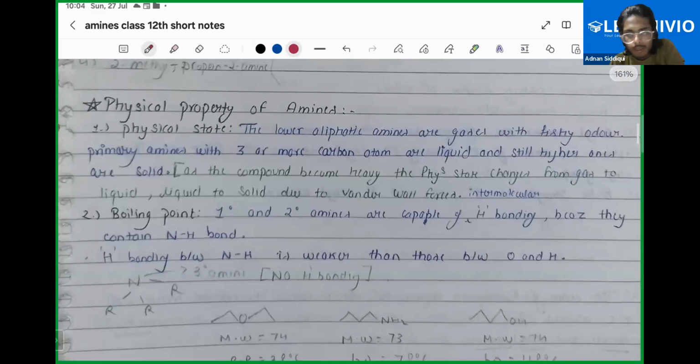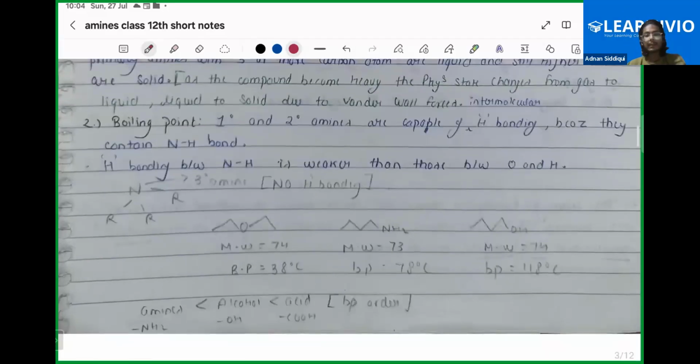As the compound becomes heavy, the physical state changes from gas to liquid, liquid to solid due to van der Waals forces of attraction. The second one is very important, the boiling point. So 1 degree and 2 degree amines are capable of hydrogen bonding because they contain NH bond.